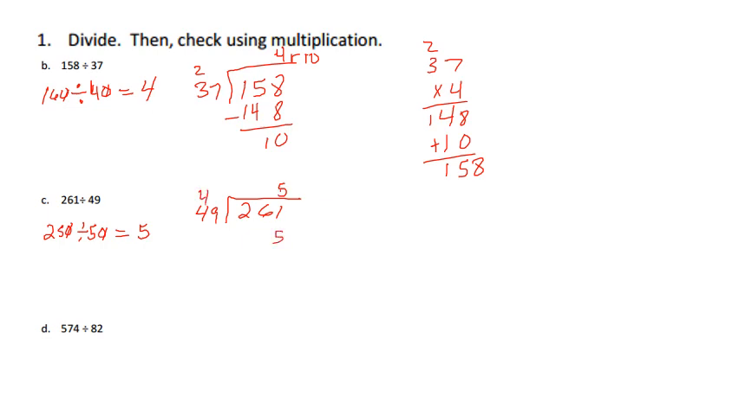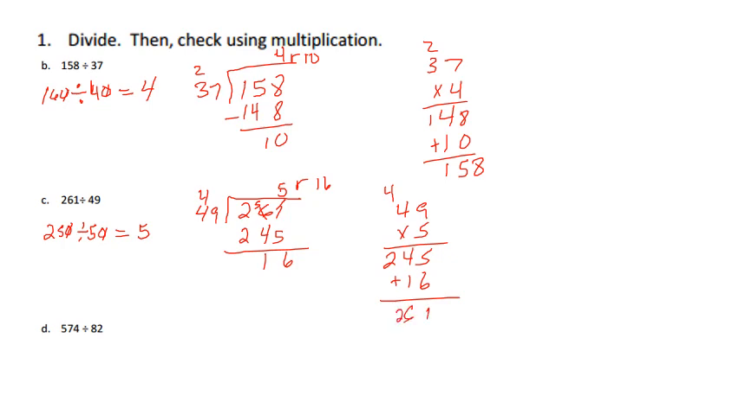And we know 5 times 9 is 45. 5 times 4 is 20, and 4 would be 24. Now we're going to have to regroup, turn that to 5, that's 11, so it's going to be 6. We end up with a remainder of 16. To check, 49 times 5, that'd be 45, that'd be 24, and we add our 16 in, and it's 11, 6, 261. That one checks.